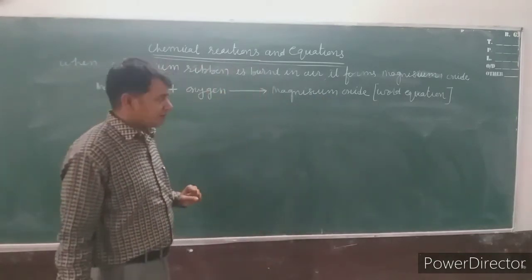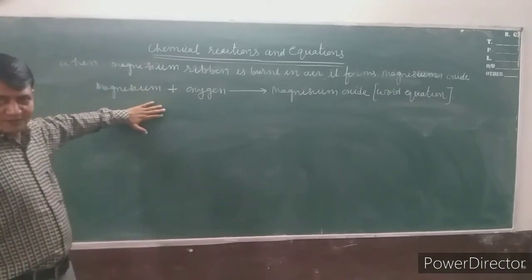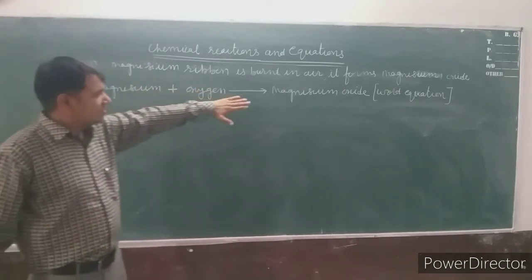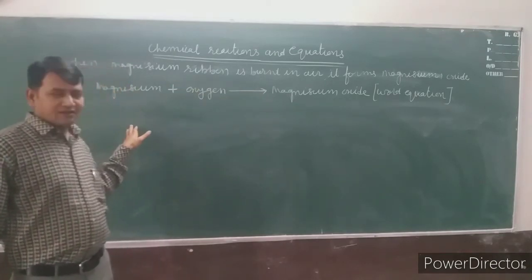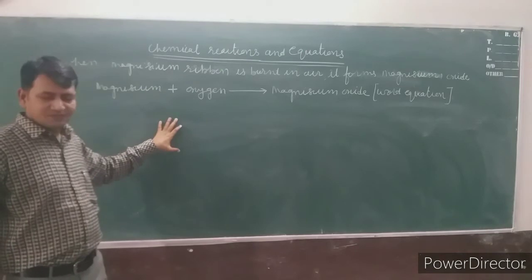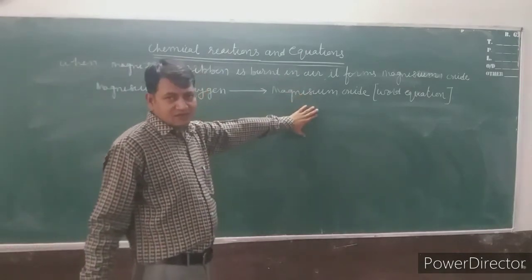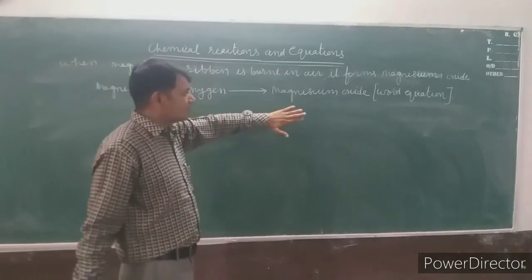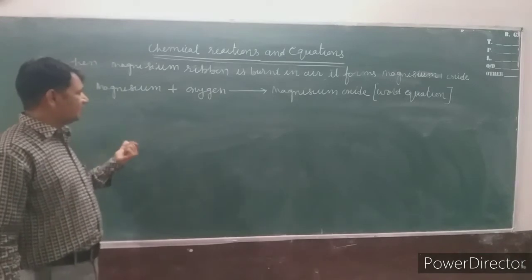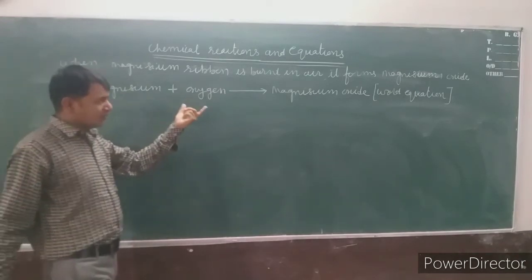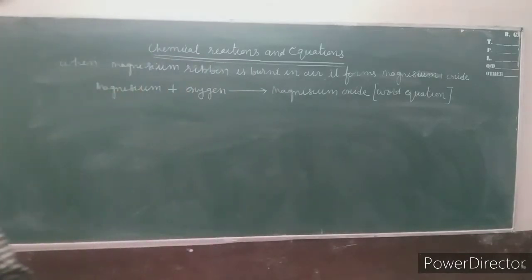One more thing is that when we want to express a chemical reaction, we use this pattern. We use an arrow sign. At the left hand side of the arrow sign, the old substances will come, and at the right hand side, the new substances will be there. This is the way to express a chemical reaction. And when we express a chemical reaction with the help of words, that is known as a word equation.